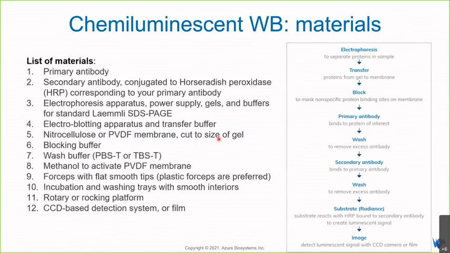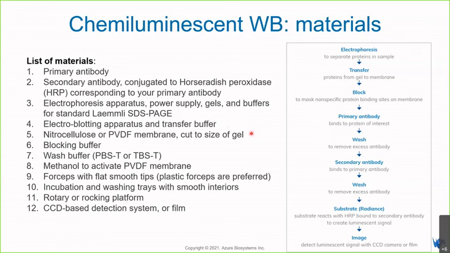Right. On the left, we have a list of materials that you need to use in chemiluminescence Western. Firstly, of course, you need primary antibodies against your protein of interest. Second, secondary antibodies conjugated with HRP corresponding to your primary antibody. For gel electrophoresis and transferring steps, you need electrophoresis apparatus, power supply, gels, buffers for standard Laemmli SDS-PAGE, and also electroblotting apparatus and transfer buffer as well.